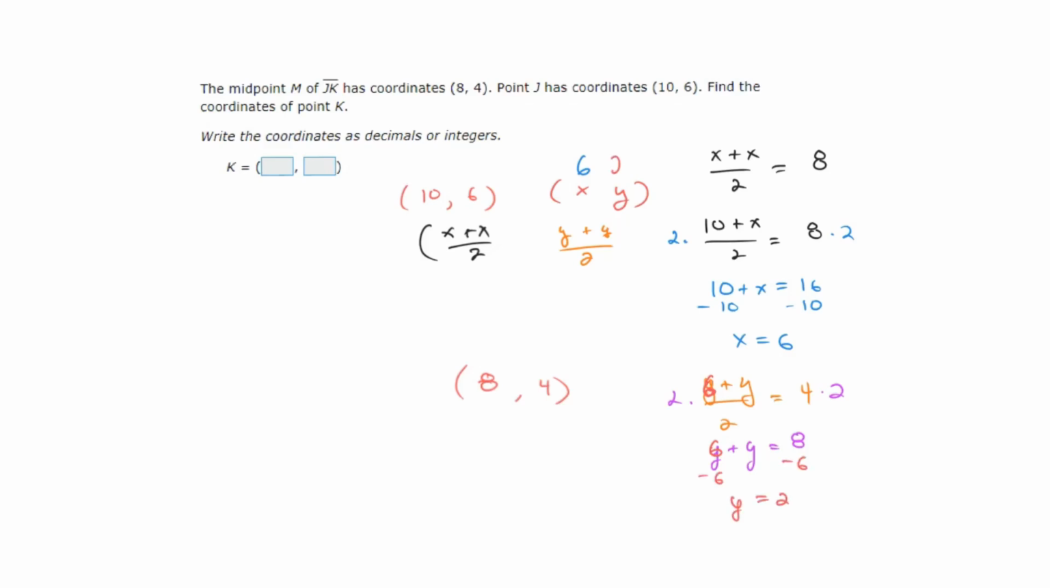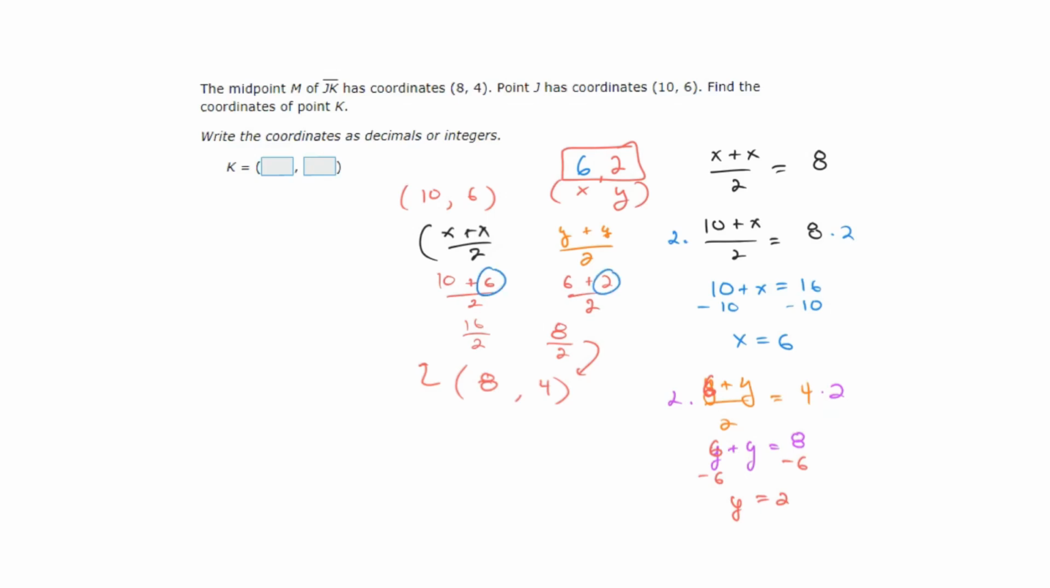Here is my endpoint that I was using. And it makes sense because if we do 16 divided by 2, that'll give us 8. If we did 8 divided by 2, that'll give us 4. So how did I do? I did 10 plus 6 over 2, and I did 6 plus 2 over 2. So working backwards, we could see, okay, this is where we got our 2 and our 6.